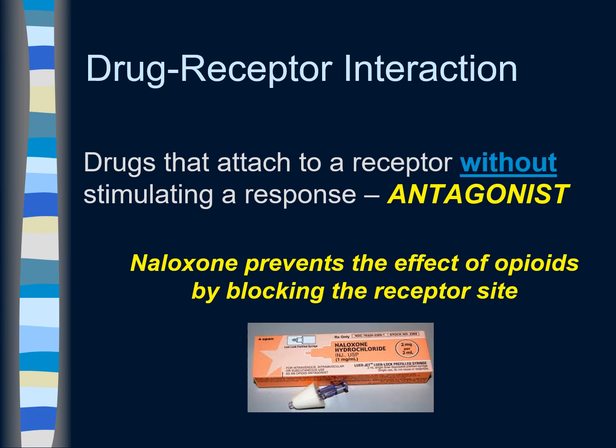Some drugs attach to a receptor to block a response, or they don't stimulate a response, and those are called antagonists. And the example within our scope of practice is naloxone. It prevents the effect of opioids by blocking the receptor site.